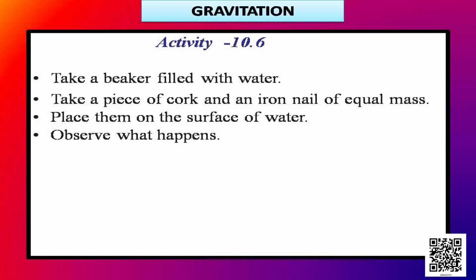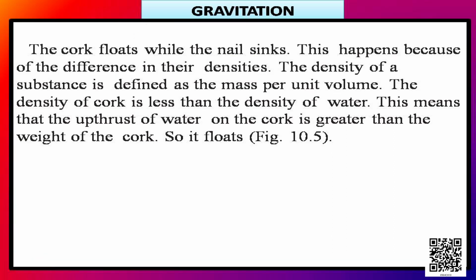Students, the other activity says, take a beaker filled with water, take a piece of cork and an iron nail of equal mass, place them on the surface of water. Observe what happens. The cork floats while the nail sinks. This happens because of the difference in their densities. The density of a substance is defined as the mass per unit volume.